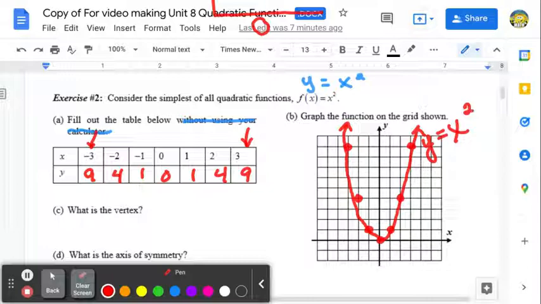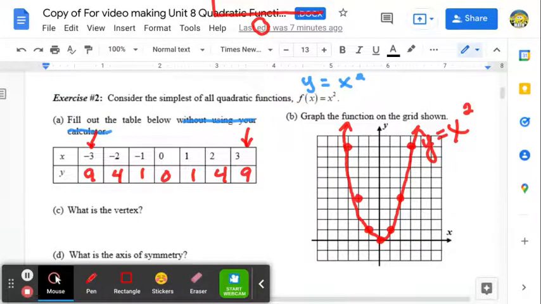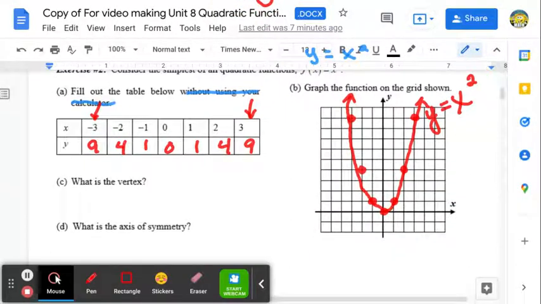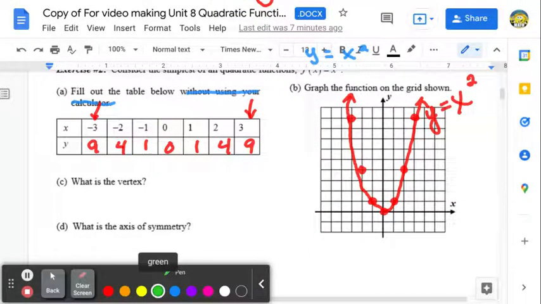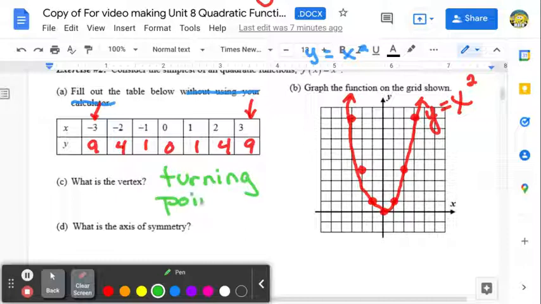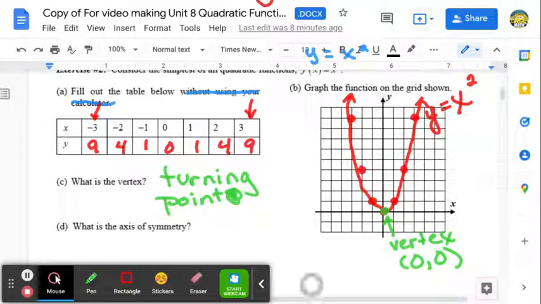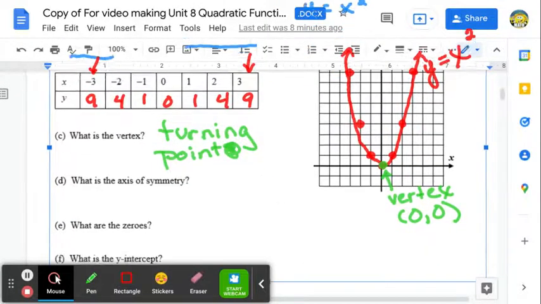Now we're going to do a little bit of vocabulary. So vertex, part C, what is the vertex? The vertex is the turning point, which is right here. It's where the graph shifts direction. And in this case, I'm going to just label this vertex. Our vertex is 0, 0.